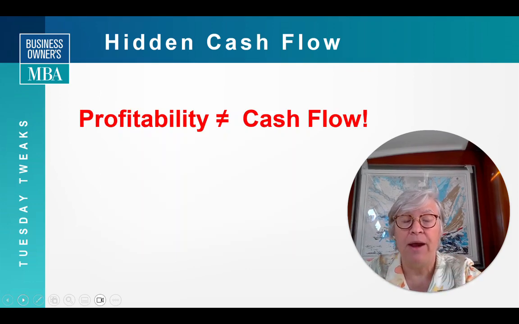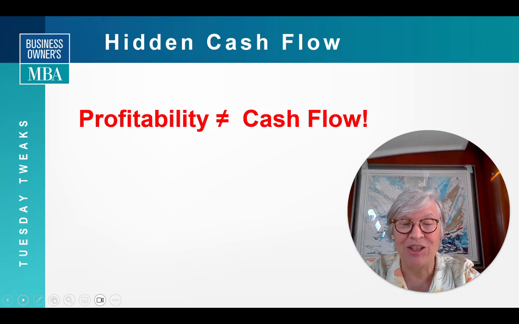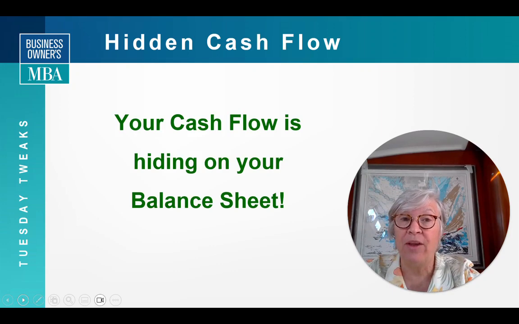Now, let's say you have a well-run company. The one I'm going to show you has $1 million in revenue and $100,000 in profit. But profitability does not equal cash flow. That surprises a lot of people. Profitability is your income statement, and it is recorded according to GAAP. And GAAP says you made a sale, whether or not you collected your cash. So let's look at where your cash flow hides. As I said, your cash flow hides on your balance sheet, not your income statement. It's on your balance sheet, and I'm going to show you.